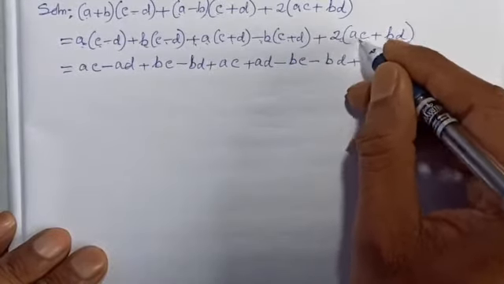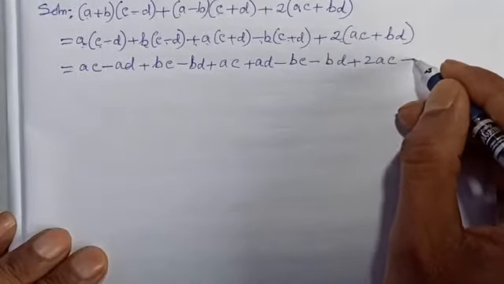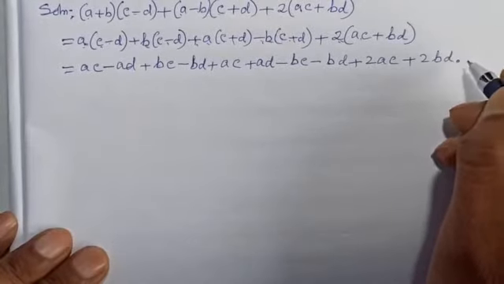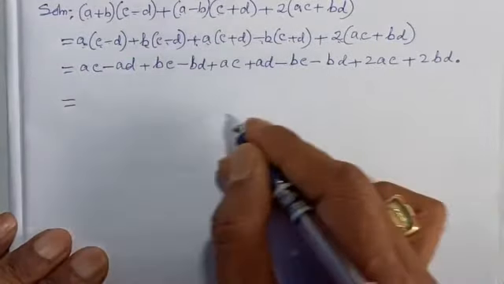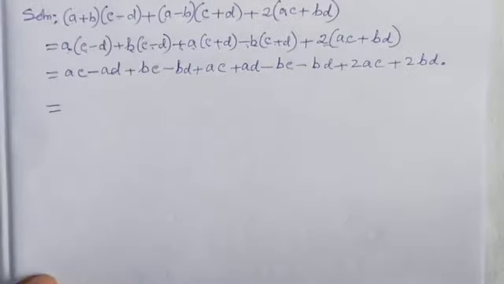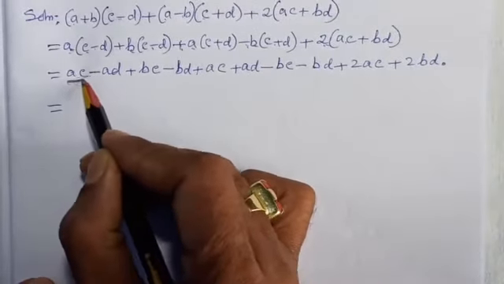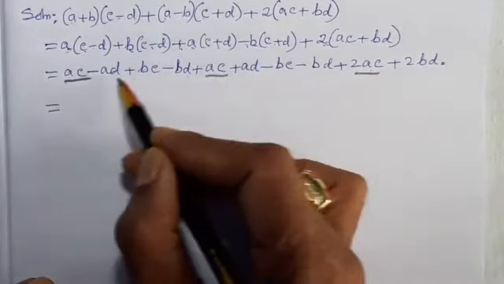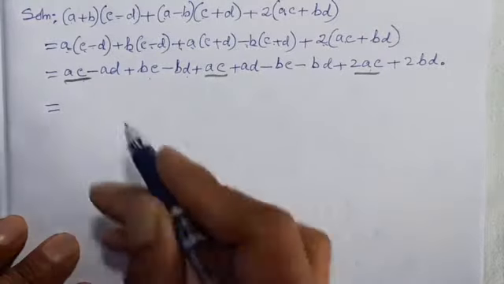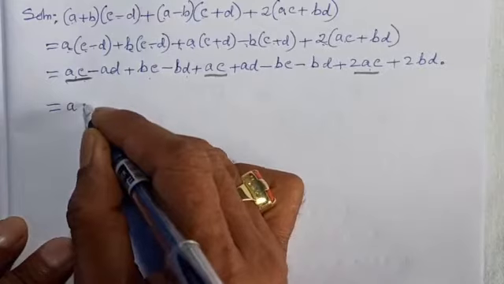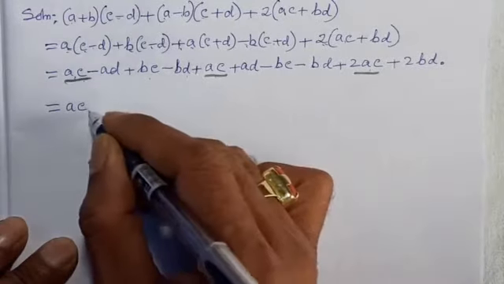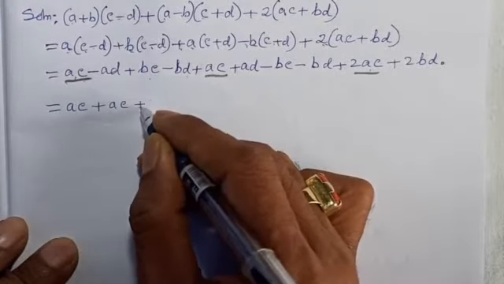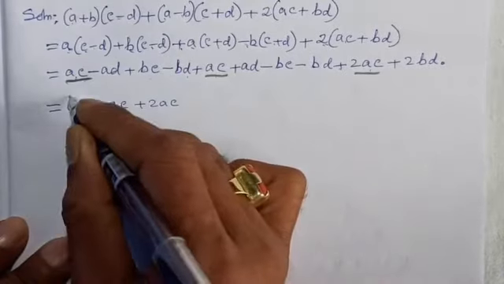Plus sign. 2 into ac is 2ac. Plus 2 into bd is 2bd. Understand or not? Now next step. Now we are going to select like terms. Here ac, here also ac, here also ac. These three are like terms. So this ac let's write here. Then next is this plus ac right here, and this plus 2ac right here. These are like terms, so use a bracket.